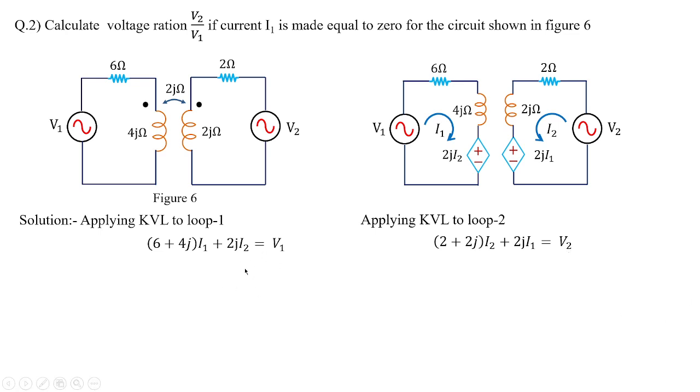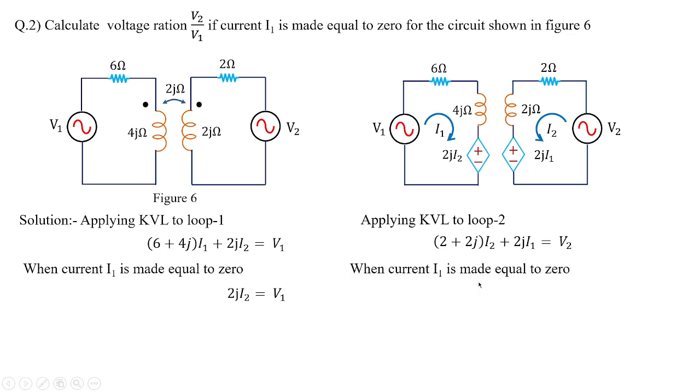Fine. Now with these two equations of V1 and V2, what we have to do? We have to make current I1 equivalent to 0. If that is done, when current I1 is made equivalent to 0 in this equation of V1, I'm going to get 2j I2 equal to V1, because I1 is made equivalent to 0. So this term will go. Similarly, when current I1 is made equivalent to 0 in V2, I'm going to get (2 plus 2j) I2 equal to V2.